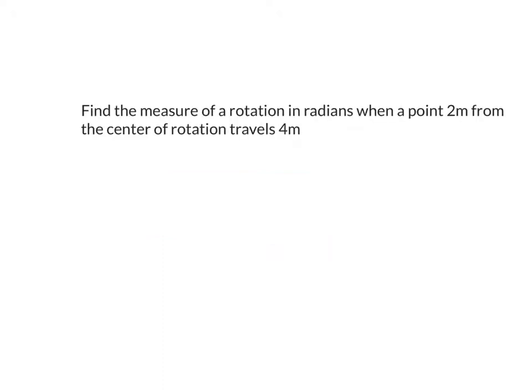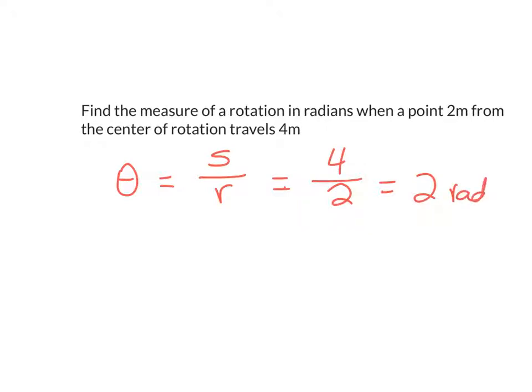Okay, a couple problems here. Find the measure of rotation in radians when a point 2 meters from the center of rotation travels 4 meters. So it's asking us for the measure of rotation, which is theta, which is really the angle. Remember, theta is the arc length over the radius. And here they're both in meters, so we're in good shape. The arc length is 4, the radius is 2 meters, so we would just get 2. Our theta is understood to be in radians because we did s over r. You could put radians, but it's kind of understood. That's simple, all right?